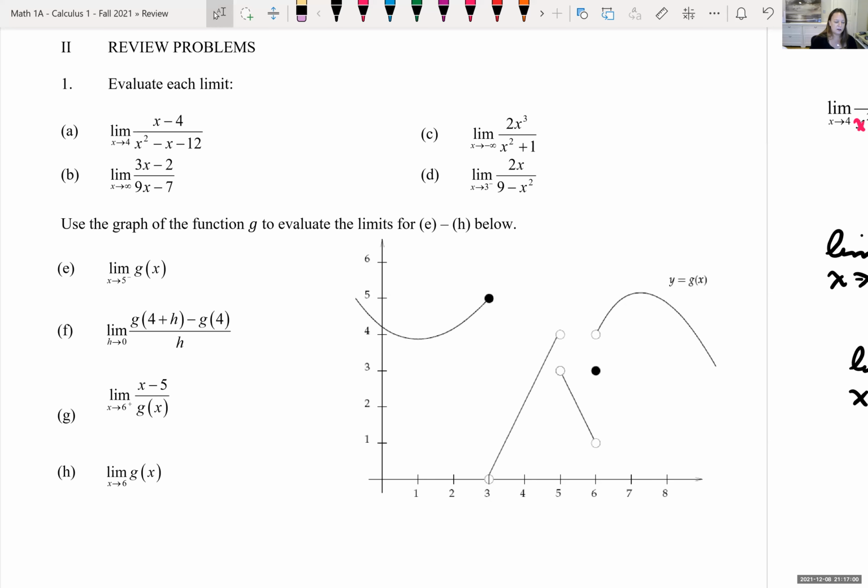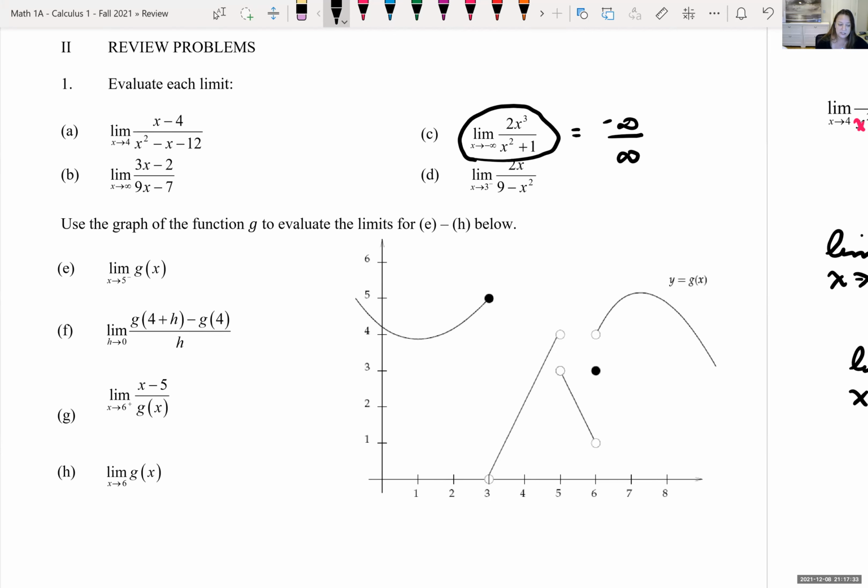Okay, so you wanted to look at C. If we do direct substitution for C, we're going to get 2 times negative infinity cubed, so that numerator goes to negative infinity. The denominator, negative infinity squared, is positive infinity, and positive infinity plus 1 is infinity. We can technically pull that negative out front, and we have the indeterminate form of infinity over infinity.